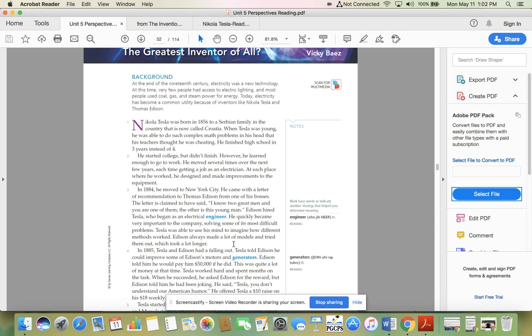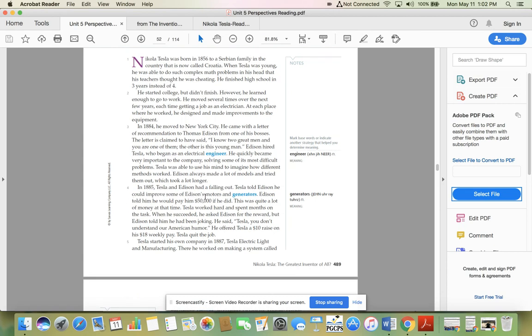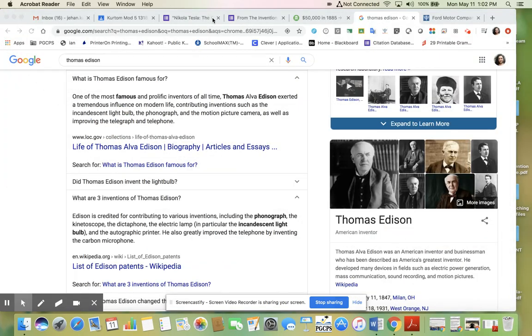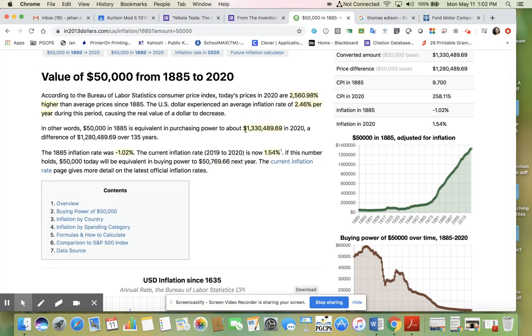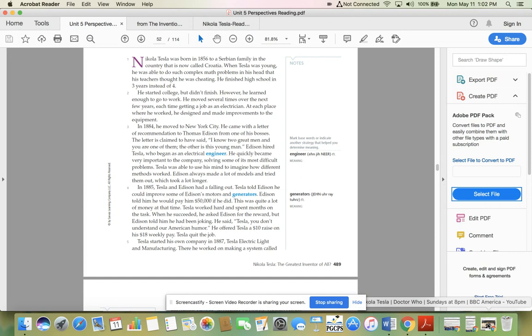And what that meant was that they had a huge fight, argument, disagreement, okay? Tesla told Edison that he could improve some of Edison's motors and generators. Edison told him that he would pay him $50,000 if he did. Now, this was in 1885, and we were talking about how now $50,000 is a lot of money. However, in 1885, $50,000 was $1.3 million. Okay, so Edison said, if you can make these improvements in this amount of time, your reward will be about $1 million, okay?